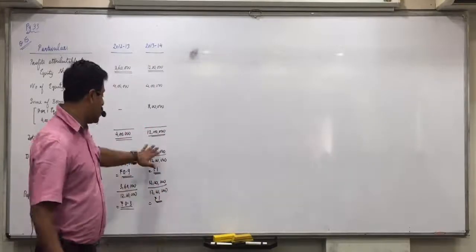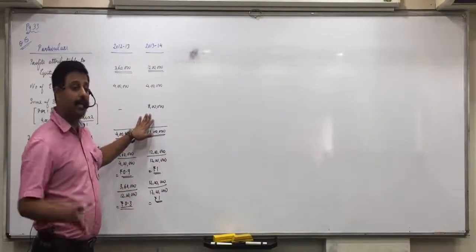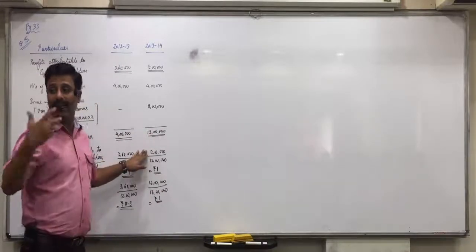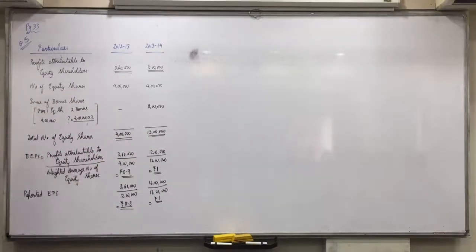Because basically here you issue 8 lakh shares but you don't get any money. So denominator is increasing but numerator, if you don't invest any money in the business, profit is not going to increase. So by giving the bonus shares, why should you give a wrong impression to the shareholders that the profits have gone down? Profits have really not gone down. It is just that the number of shares has increased without getting any money to the company.